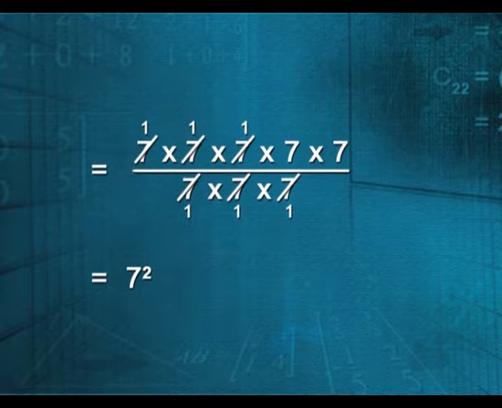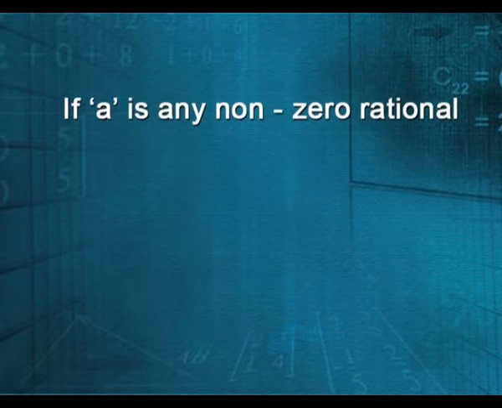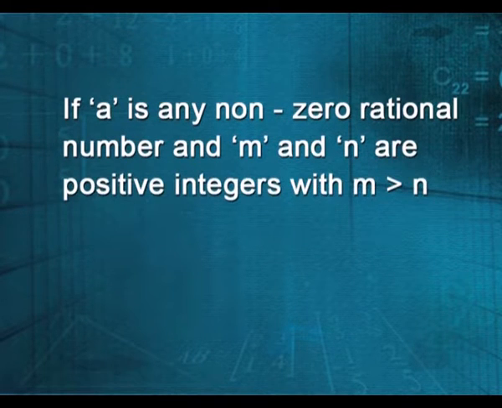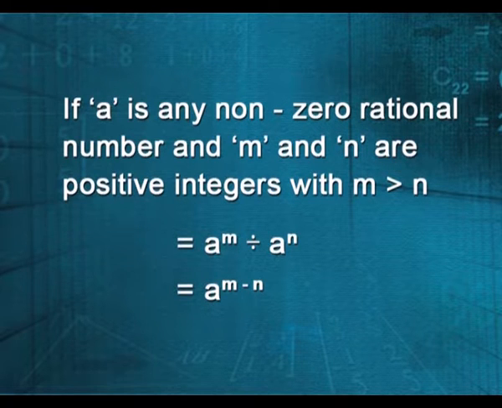Now, observe one thing here, that 7 raised to power 5 divided by 7 raised to power 3 can be written as 7 raised to power 5 minus 3. That means, if A is any non-zero rational number and m and n are positive integers such that m is greater than n, then A raised to power m divided by A raised to power n is equal to A raised to power m minus n. That means, if we divide two exponents with same base, then their powers are subtracted.